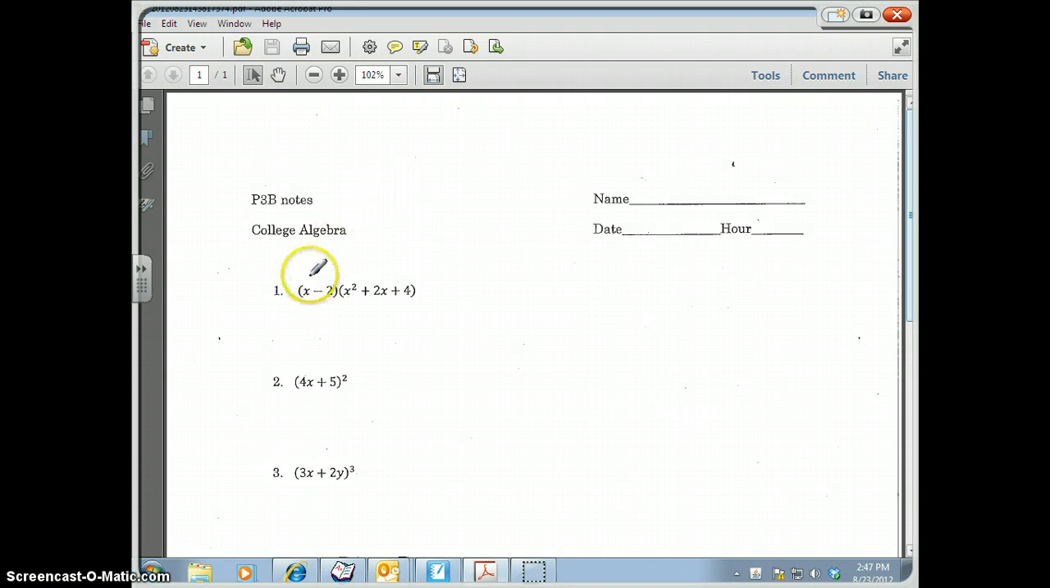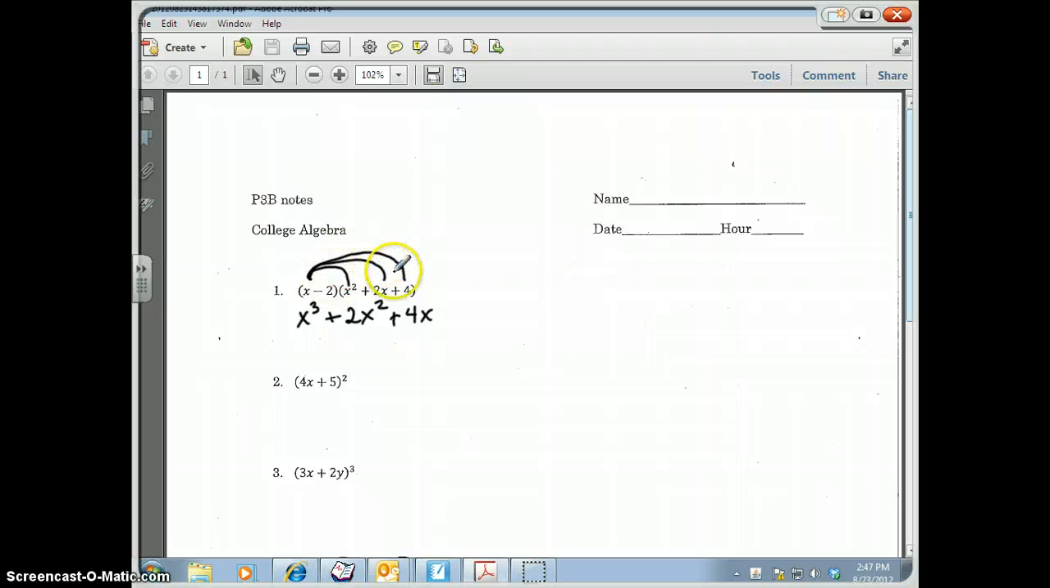So for number 1, we're going to take the x and multiply it first by x squared. So that's x cubed. Then x times 2x gives you a positive 2x squared. And then x times 4 is a positive 4x.